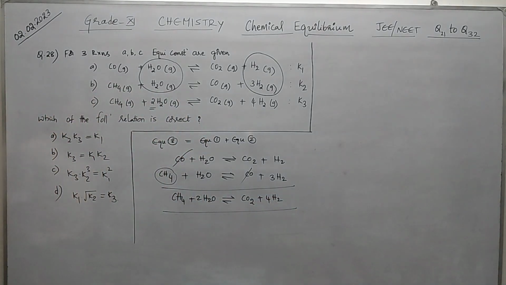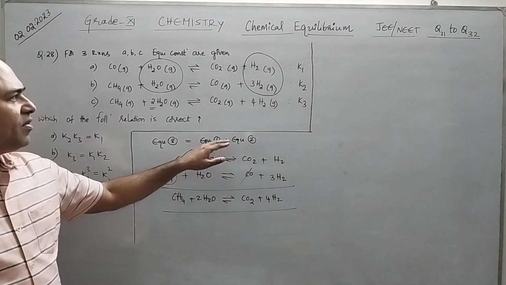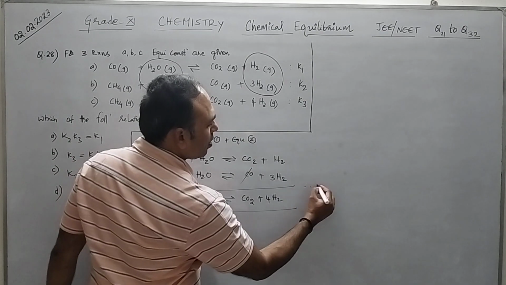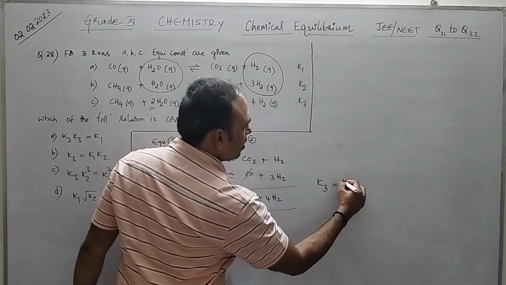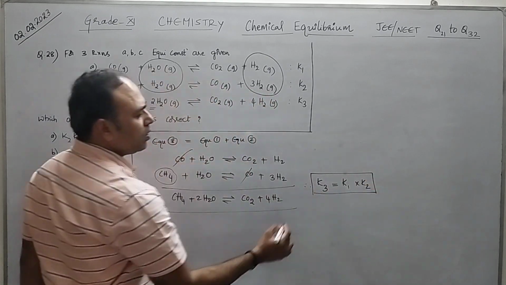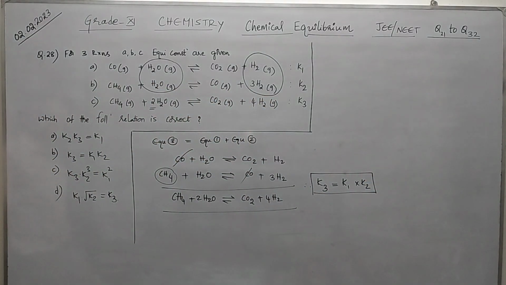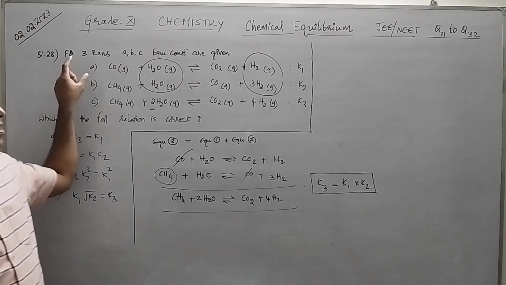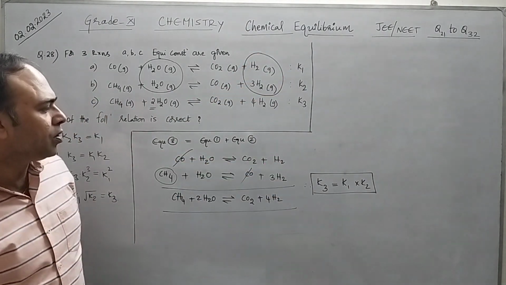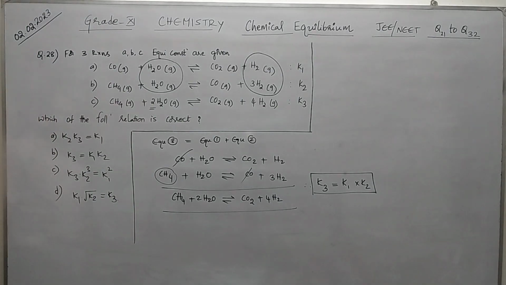Now if you are adding the equations, then what will happen to the equilibrium constant? You have to multiply them. Hence K3 will be equal to K1 into K2. You know the relation, hence we can write like this. If you are adding two equations, then the equilibrium constants must be multiplied, that we know. So what will be the relation here? K3 is equal to K1 into K2. Option B is right. Copy the solution. Let's move to question number 29.